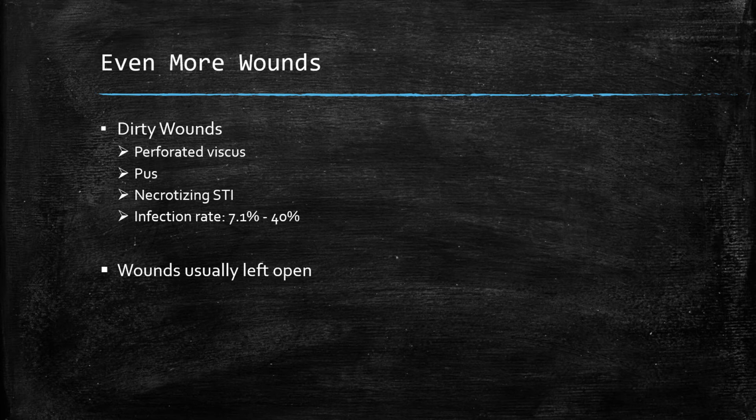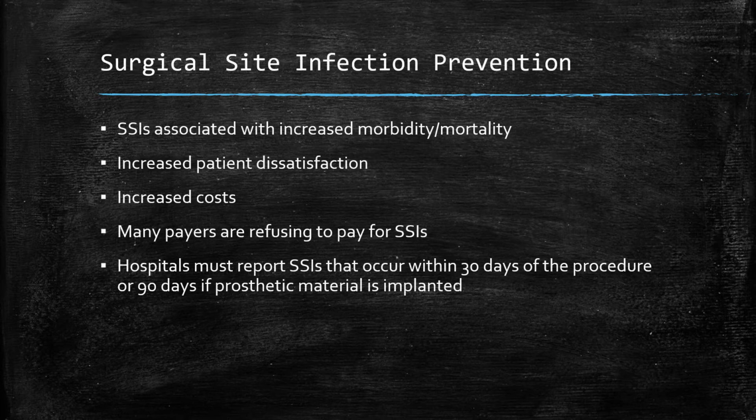The last wound category is dirty wounds. Some examples of these types of cases include perforated viscus cases, like a perforated ulcer or a perforated diverticulitis. Any kind of abscess drainage would be a dirty case, as would debridement of a necrotizing soft tissue infection. The wound infection rate in these types of cases is prohibitively high, and so these wounds are almost never closed primarily. We usually leave them open to heal by secondary intention.